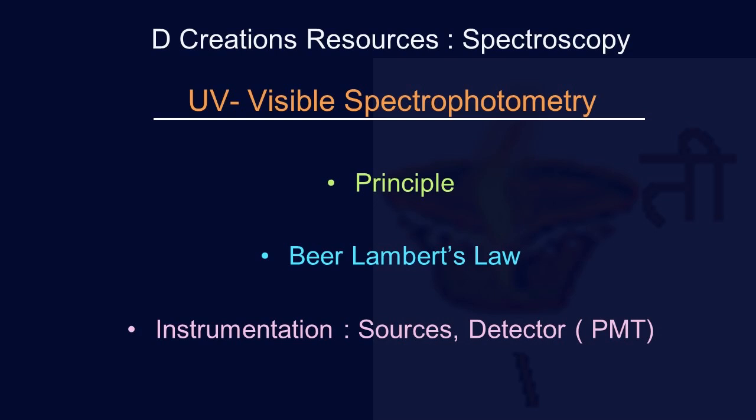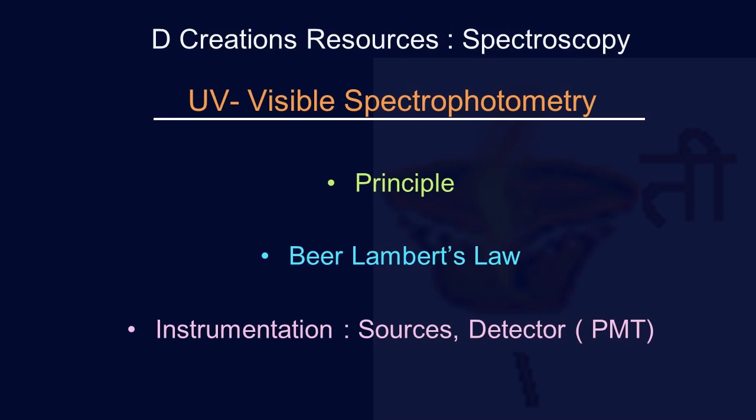Now, if you think of the instrumentation of this particular spectrophotometer, well, of course, there is going to be a light source, and then there is going to be a collimator followed by a monochromator. So there will be selection of wavelengths, and then you have your sample through which this light is going to pass, and finally you will have a detector.